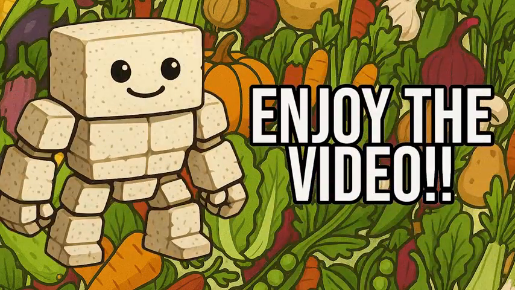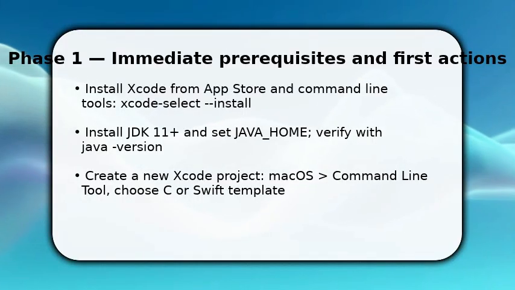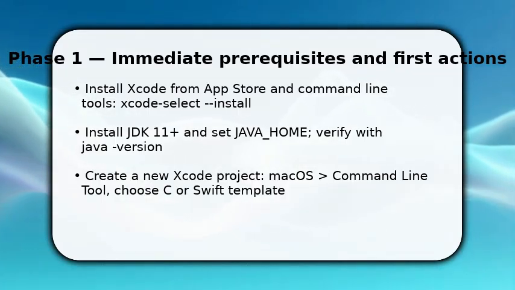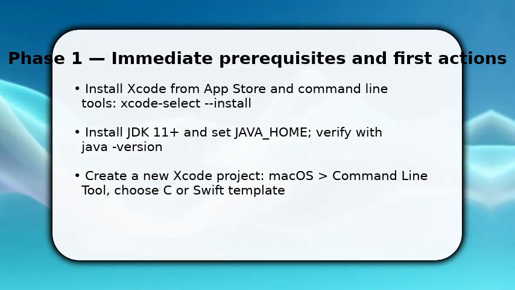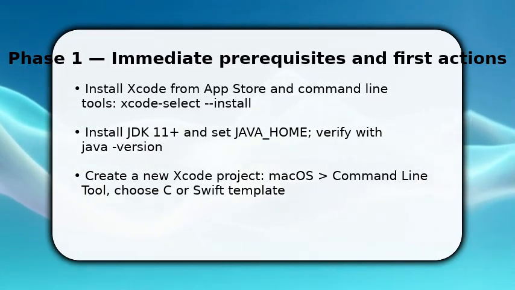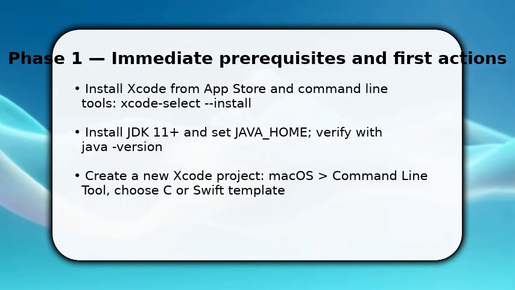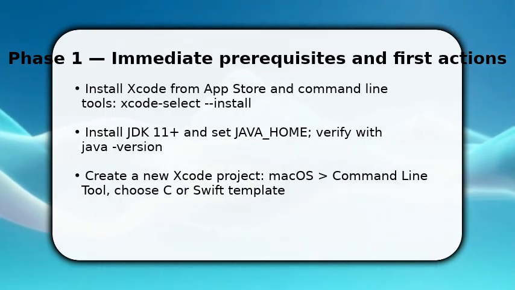Please enjoy the video. You begin by preparing tools so you can compile and run Java inside Xcode. First, install Xcode and the command line tools. This gives you compilers and build integration. Next, install a JDK and set Java home so Xcode can find Javac and Java.